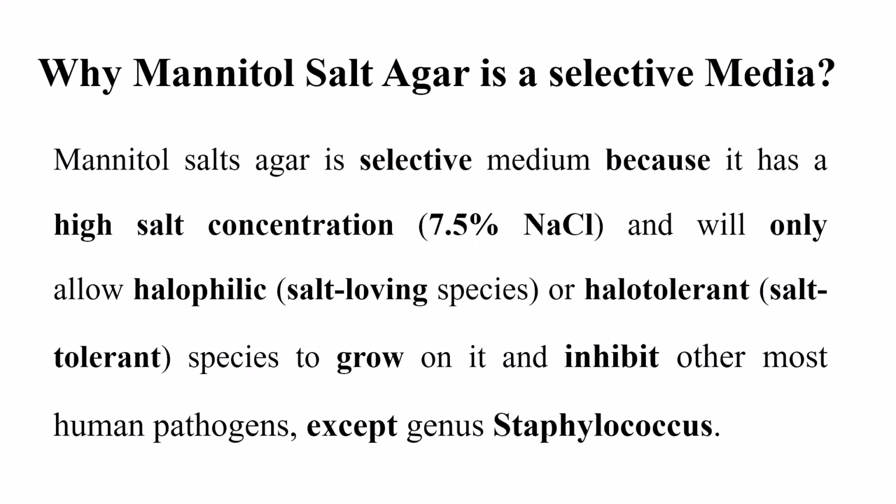Why is mannitol salt agar a selective media? We have a reason. It's a selective media because it contains a high salt concentration, about 7.5% NaCl, and this will only allow halophilic and halotolerant bacterial species to grow on it and inhibit other pathogenic bacteria that infect humans, except the genus Staphylococcus, the only genus that can grow on this media. Halophilic means salt-loving species, while halotolerant bacteria can tolerate the high salt concentration.